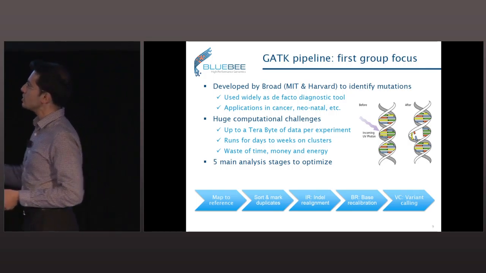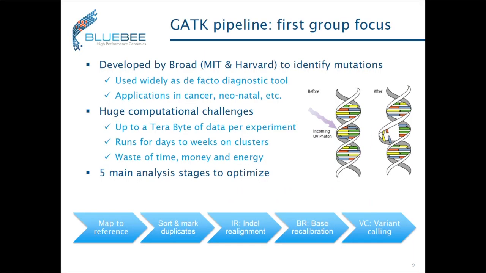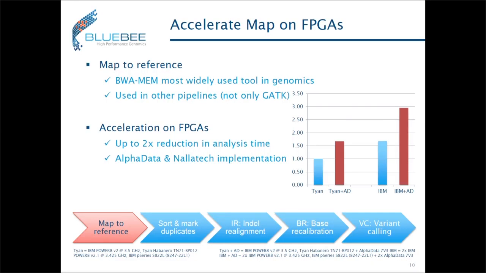So the pipeline is divided into actually 5 steps: mapping, sorting, realignment, recalibration, and variant calling. Each one of these stages we have addressed, we have evaluated, and we provided solutions for each of them. And I will show you in each of these stages a number of solutions that we have provided.